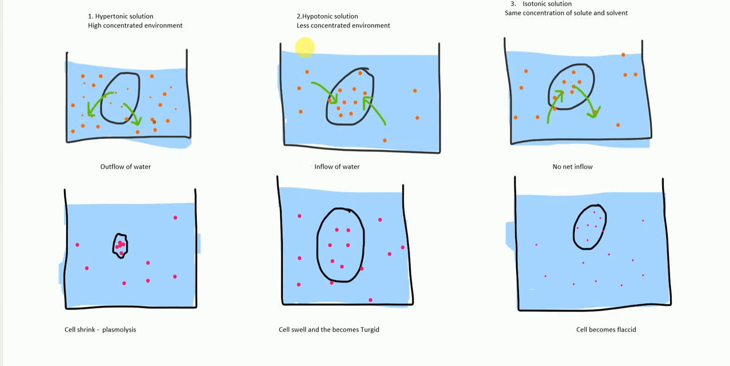Let's come and discuss hypotonic solution. In a hypotonic solution, the cell is kept in a less concentrated environment. The movement happens from outside to inside the cell. And it results in inflow of water due to which the cell swells and becomes turgid.